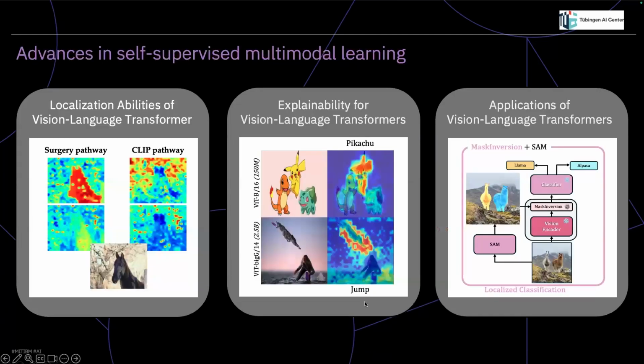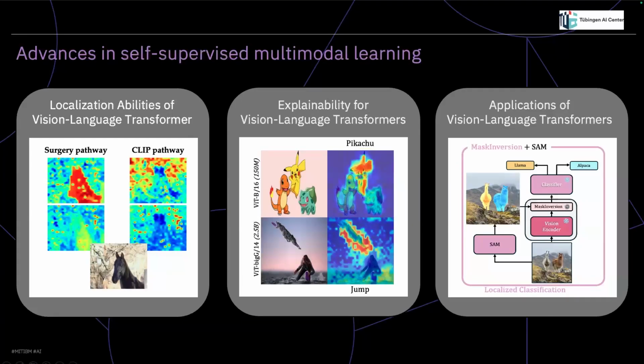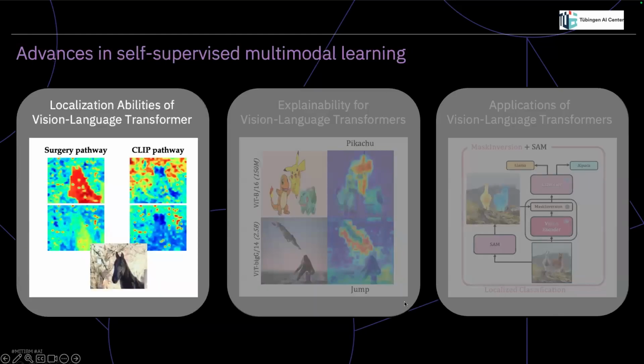And I brought you three different topics. The first one is mainly about localization abilities. The second then looks a bit more into explainability for vision language transformers. And the third one is then actually showing you hopefully some funny applications of what you can do when you know how to handle those projections that I just showed you. Okay, with that, let's actually step into the localization abilities of the models that you just saw.